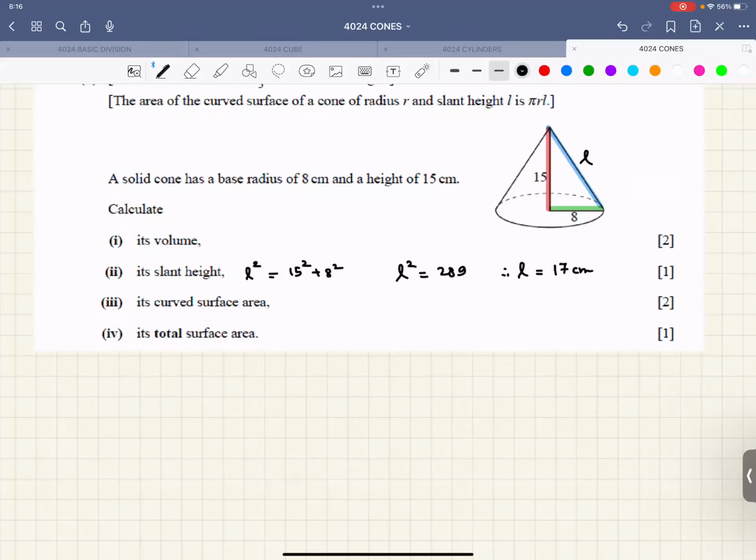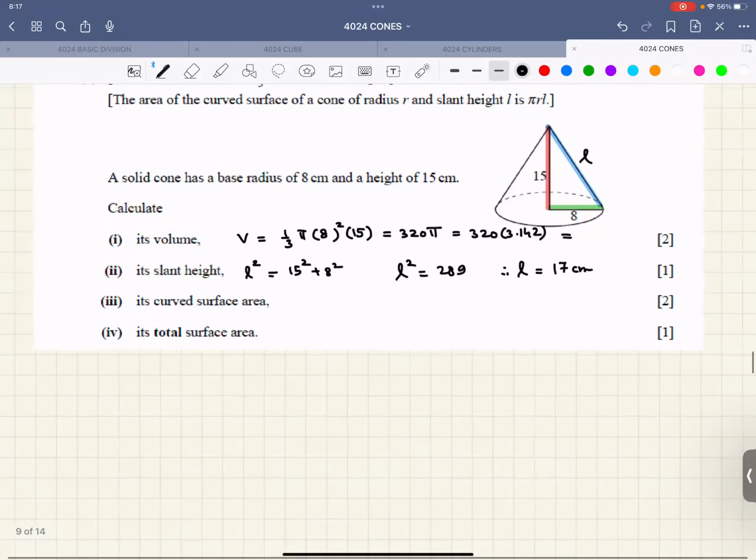What about the volume? Volume is 1/3 pi r square h. What is r? Which is 8. What is h? Which is 15, the perpendicular. So 64 into 15, divided by 3. That is 320. This is 320 pi. That is 320 into 3.142. I'll leave it for you to calculate.